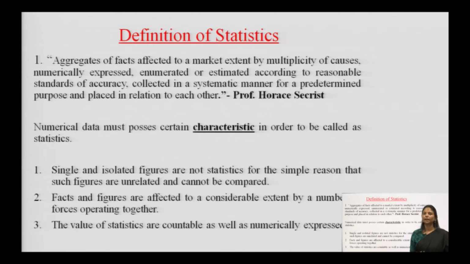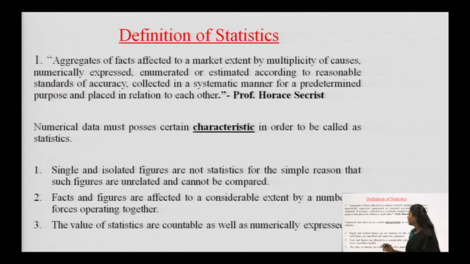Moving on to the next slide, what are the definitions of statistics? Till now what we have understood? It is the aggregate of facts affected to a marked extent by multiplicity of causes, numerically expressed, enumerated or estimated according to reasonable standard of accuracy, collected in a systematic manner for a predetermined purpose, and is placed in relation to one another. This definition talks about what are the characteristics of statistics.